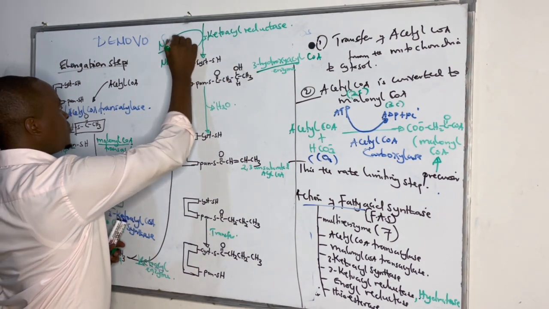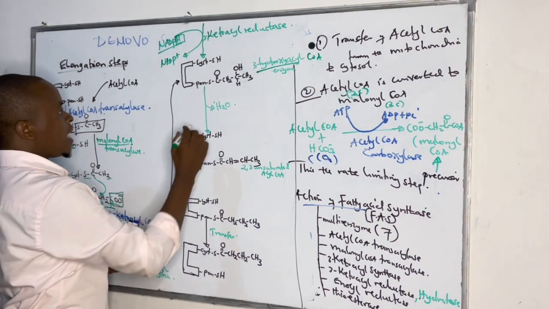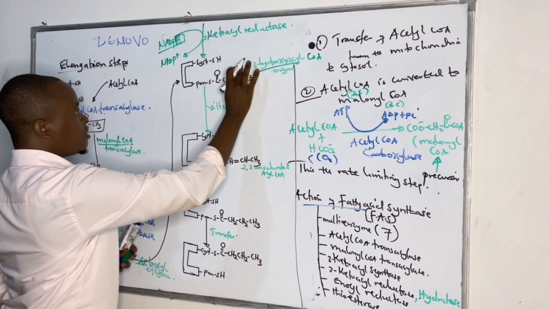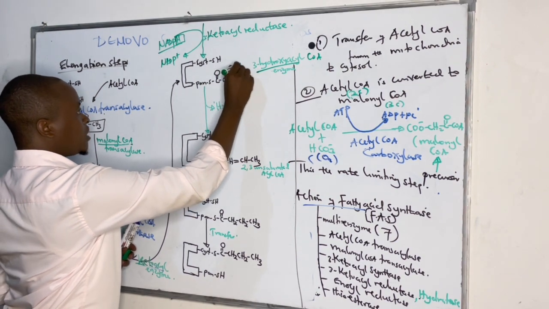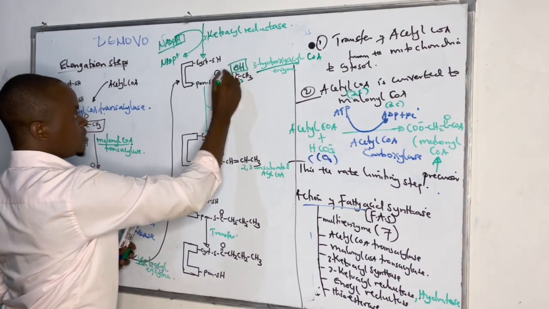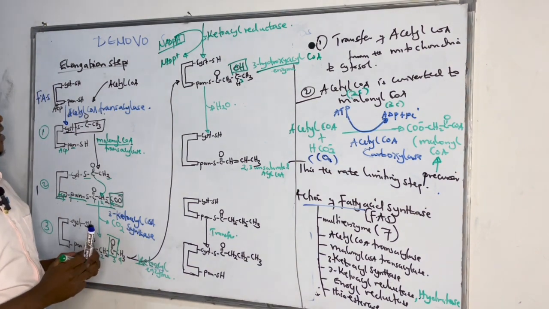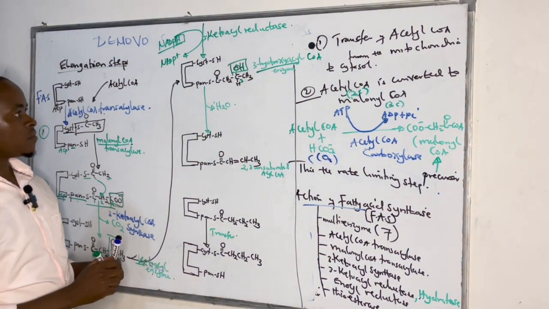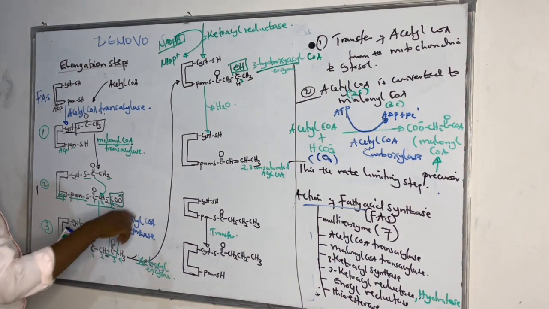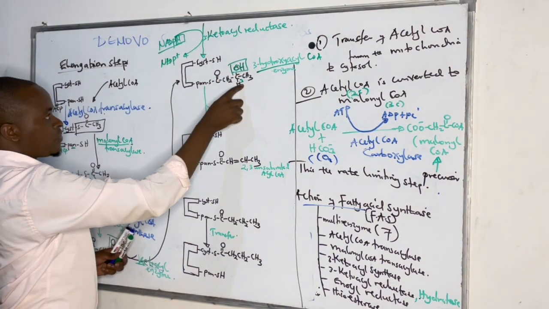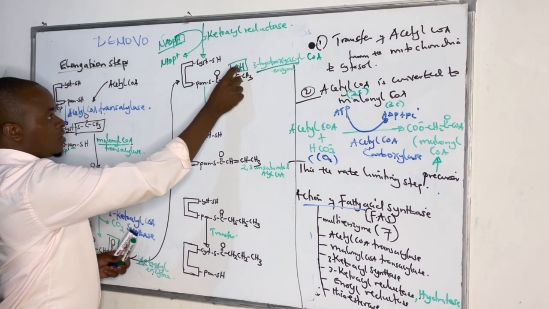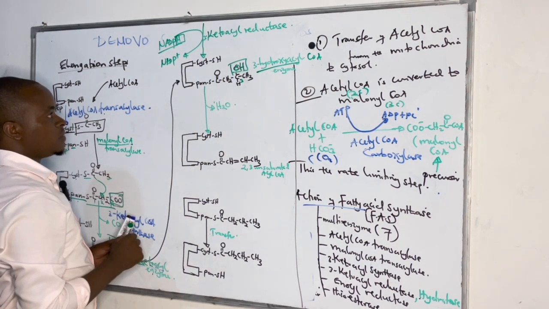The hydrogen cleaved from NADPH is added at carbon number 3, on the keto group, forming the hydroxyl group at carbon number 3. That's why we call it 3-hydroxyacyl CoA. So after forming that hydroxyl group at carbon number 3 by reduction with NADPH, we see this being lost.